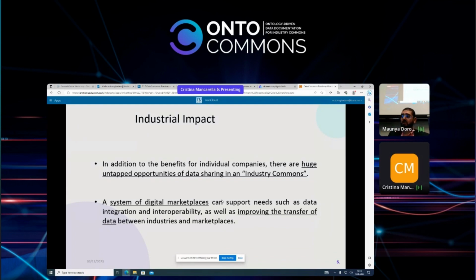Also, what we are looking for is not benefits for individual companies, but cross-domain opportunities and data sharing in what we call the industry commons, an ecosystem to reach interoperability across domains and across companies and enterprises. We believe that a system of digital marketplaces can support needs such as data integration and interoperability, and also improving data transfer.